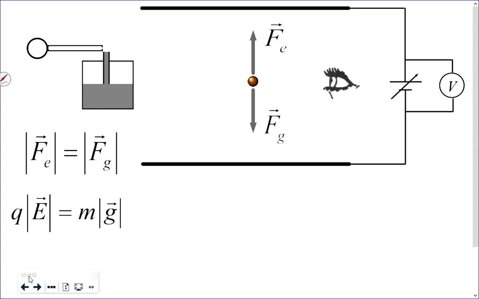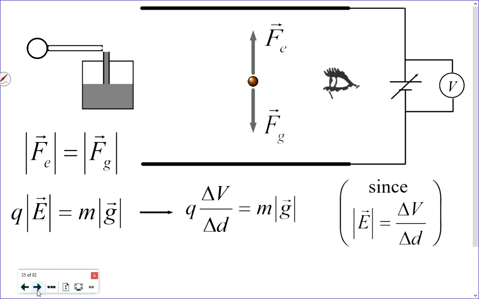Just to test you here, how many of you remember how to calculate the electric field strength in a situation like this? Evan? Right, voltage over distance between the plates. So there's the answer to the question.